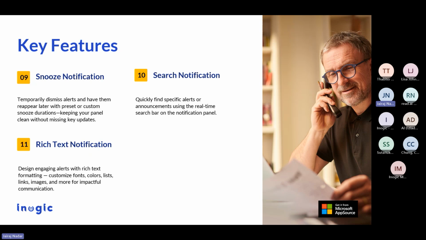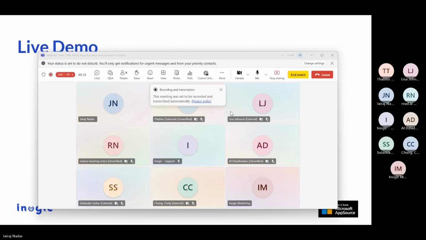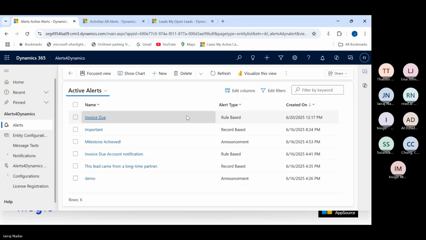So let's see all of this in live action in the Alerts for Dynamics application. Let me switch to my CRM window. Perfect. So for the webinar and demonstration purpose, I've configured Alerts for Dynamics in a model-driven application with three different users. Let me explain the reason behind the three different users.